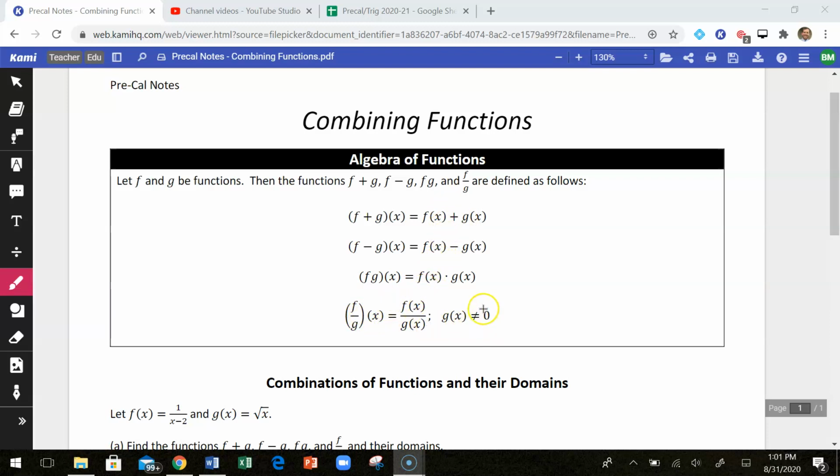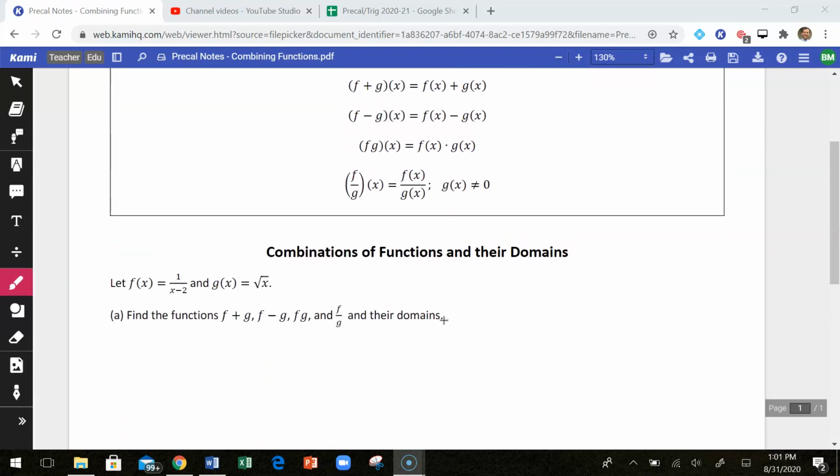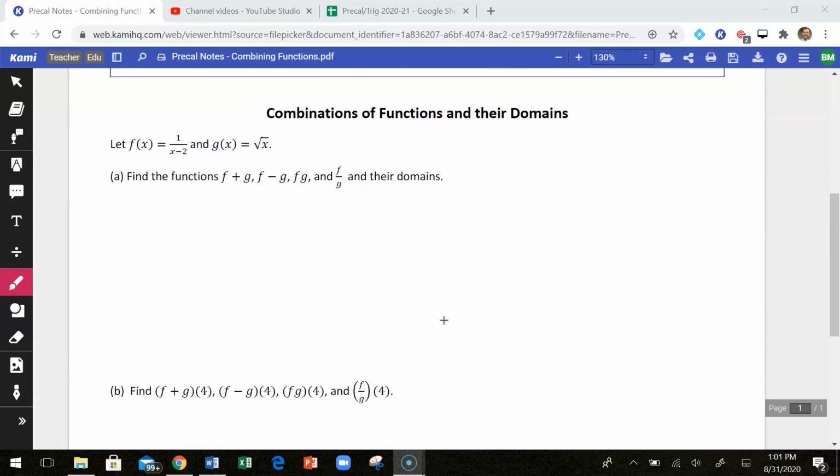The only thing you'd want to make sure of with division is that whatever you're dividing by, that function cannot equal 0. So that's going to mess with your domains there. You need to make sure that that bottom function isn't equal to 0. So we're going to do a couple different things here. First, we are going to take these two functions and find f plus g, f minus g, and so forth.